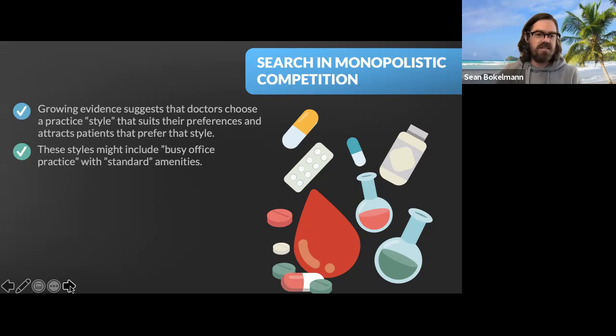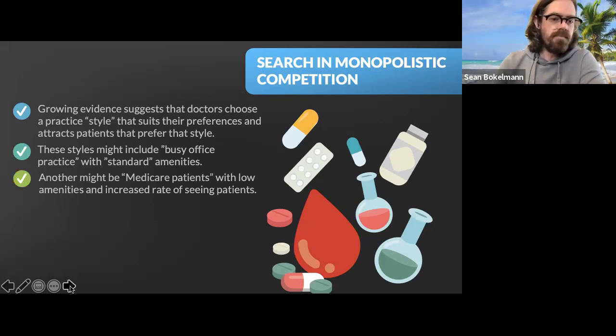Okay, so kind of thinking along the lines of those two different types of quality, right? The clinical quality as well as the quality of the amenities to the patients. So that might be one practice style. Another practice style might be a doctor that primarily cares for Medicare patients. And so maybe there's low amenities, but a higher rate of seeing patients, right? Really churning the patients through the office.